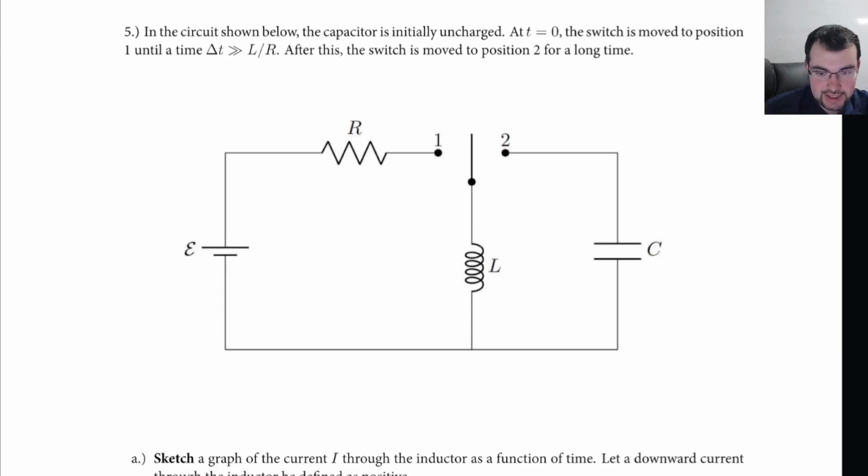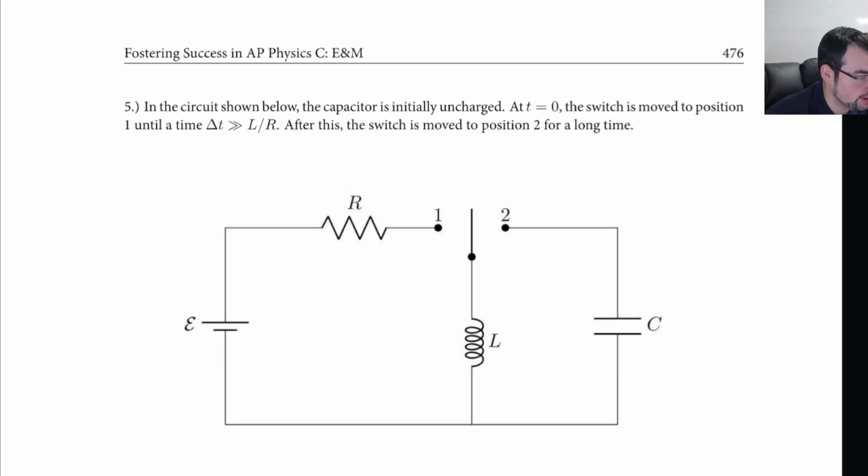And now we have a spicy example for our E&M finale. We have a two-phase circuit. In the circuit shown below, the capacitor is initially uncharged. At t equals 0, we flip the switch to position 1 for a long, long time. So we put it in the LR circuit for a long time, and then we flip it over to make an LC circuit. So what do we got?